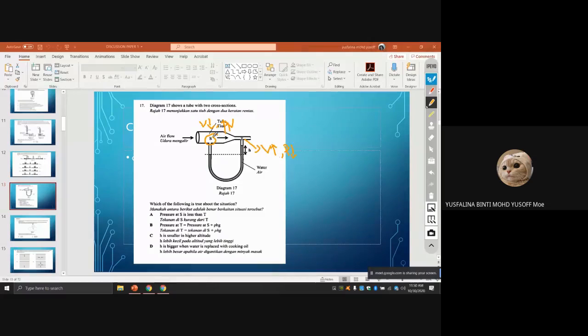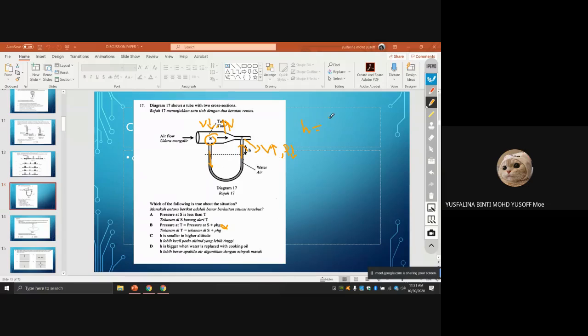When the pressure is high, it will push the water down, so this part will rise up. Option A, pressure at S is less than T, is wrong. Pressure at S is higher than T, since the velocity here is lower. Option B, pressure at T is the same as the pressure at S plus H rho G, is wrong. Option C, H is smaller at higher altitude.